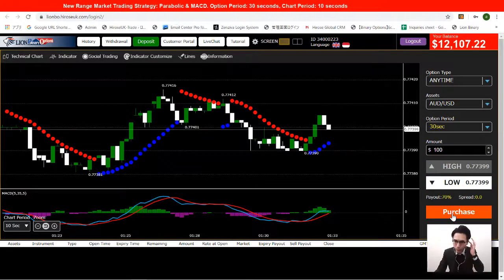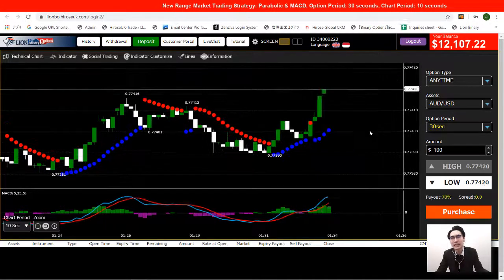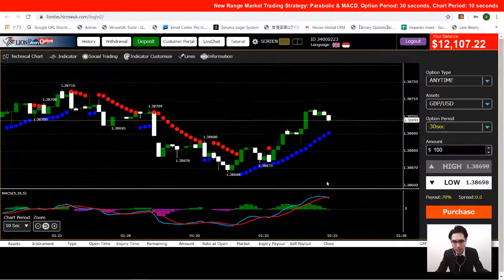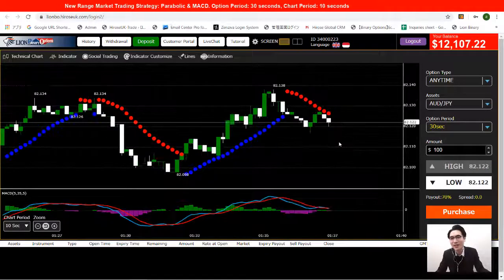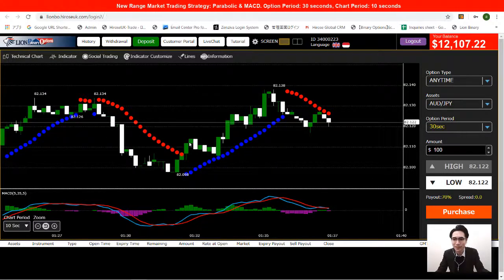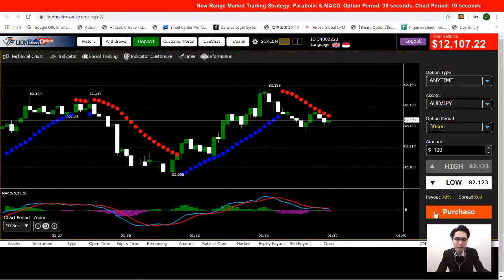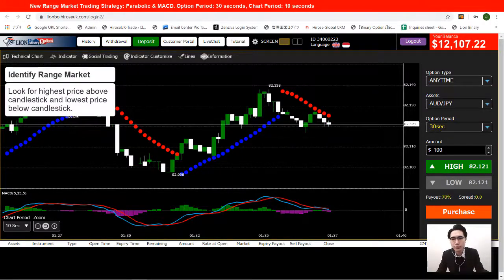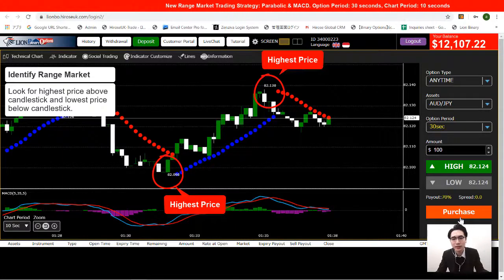With this strategy, one of the most confusing parts is to identify a range market. So I will try to find an obvious price movement here to explain to you how to identify a range market. Okay, so this one is not bad. To identify a range market, all we need to do is identify the highest price on top of the candlesticks and the lowest price below the candlesticks.